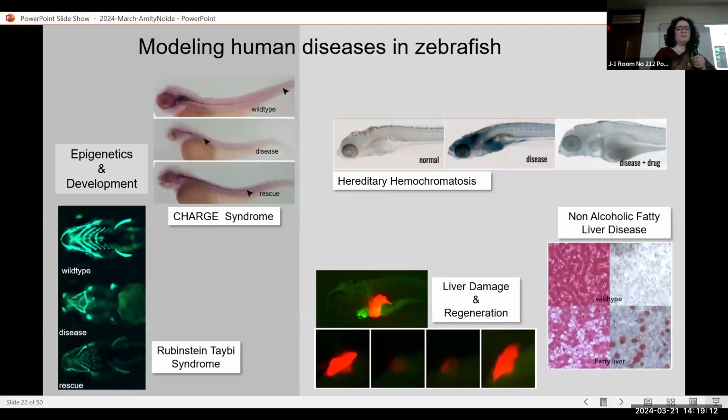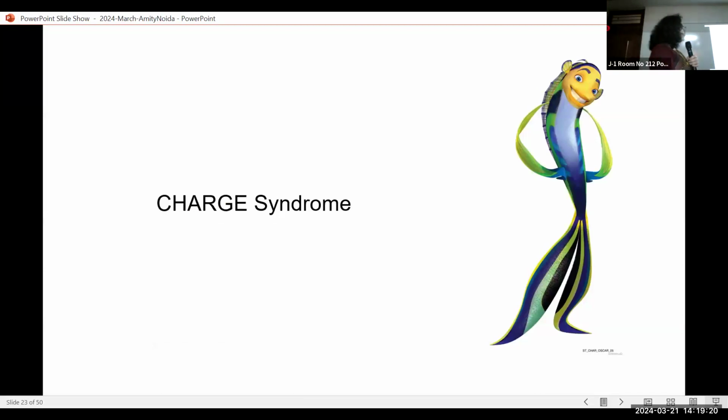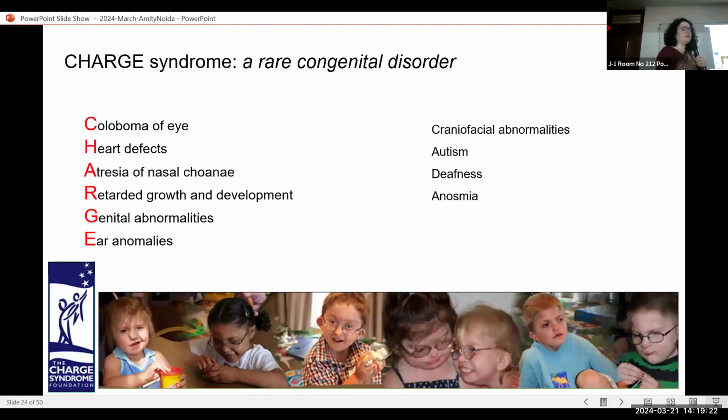This is what we do. And we have done this for a number of different diseases in the lab. I'm going to talk about CHARGE syndrome here. Okay. So CHARGE syndrome, it's a rare genetic disorder. The name comes from this acronym here for all the different tissues that are affected in this syndrome. It's a birth defect. Babies are born with multiple different problems.